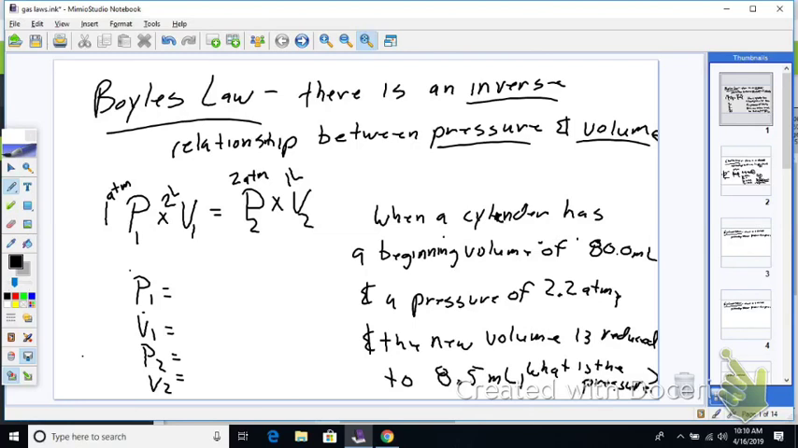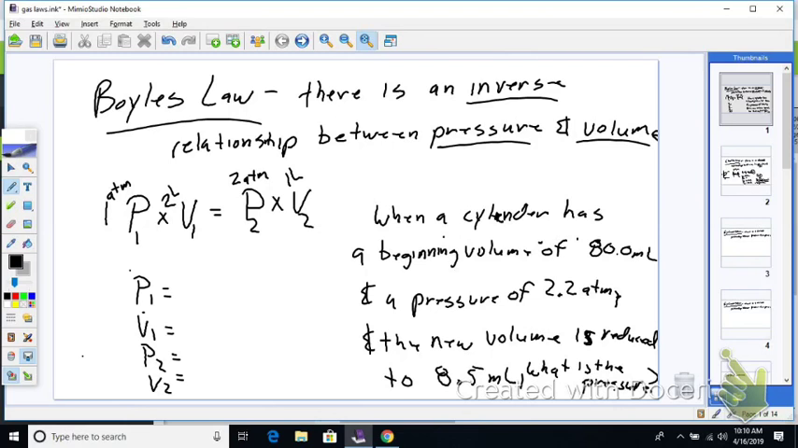Okay, so a cylinder has a beginning volume of 80 milliliters and a pressure of 2.2 atmospheres, and the new volume is reduced to 8.5 milliliters. What is the pressure?